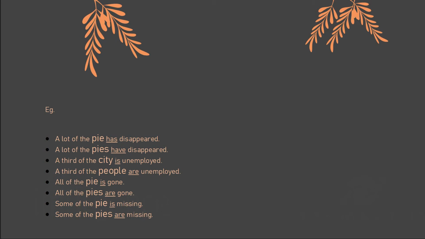Again, if you look at the examples here, we use the same words which we took as an example: a lot, a majority, a third of the city, some of the people, or all of the people. So wherever you have a plural, we use the plural verb form. Wherever you have a singular, we have a singular verb form. Pretty straightforward rule, very simple. So just remember these rules.